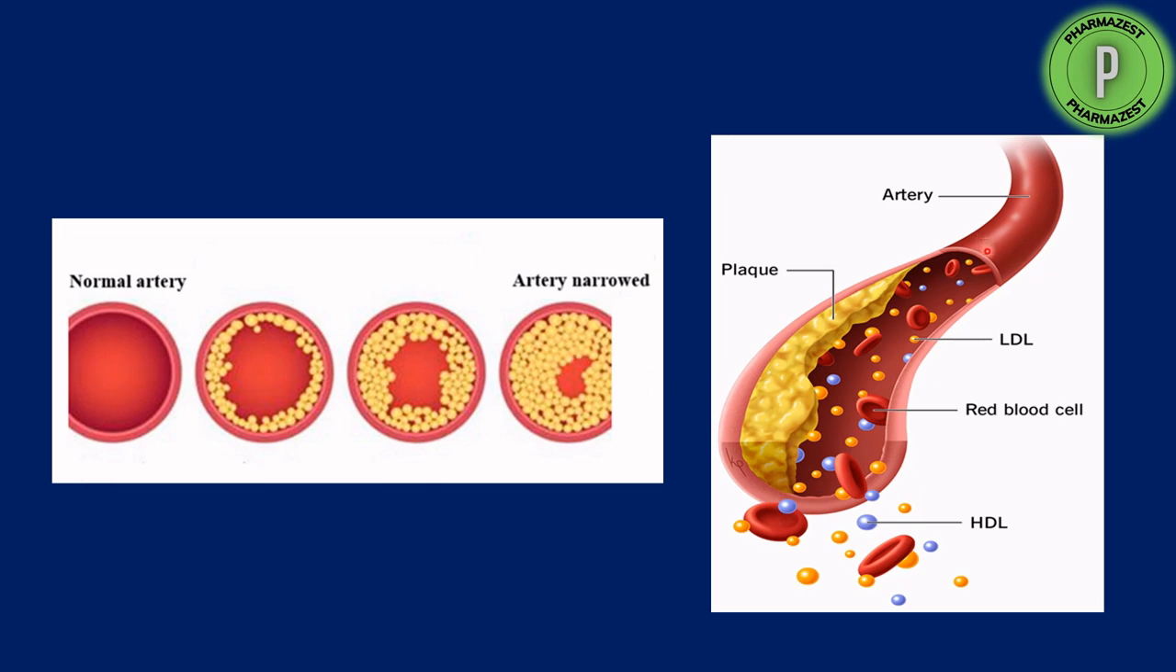So when you see the cross section of this artery, you can see these lipids are accumulated along the walls and they form a plaque. And this plaque obstructs the flow of blood. So when it obstructs the flow of blood, what happens? A number of disorders will be arising.